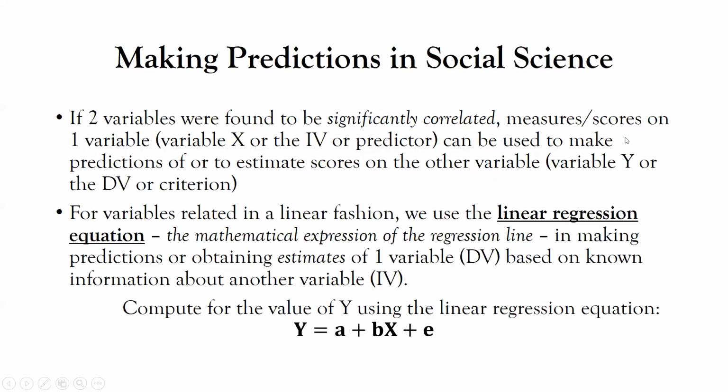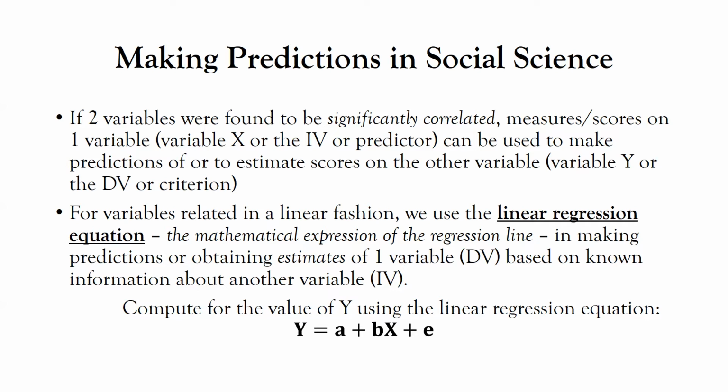All right. So, making predictions in the social sciences. For us to move forward to regression analysis, your correlation first should exist, and the existence should be significant. The two variables you're trying to study must be significantly correlated first before we move on to regression analysis, because that tells us that your independent variable can actually be used to make predictions or estimates on your dependent variable or your criterion.